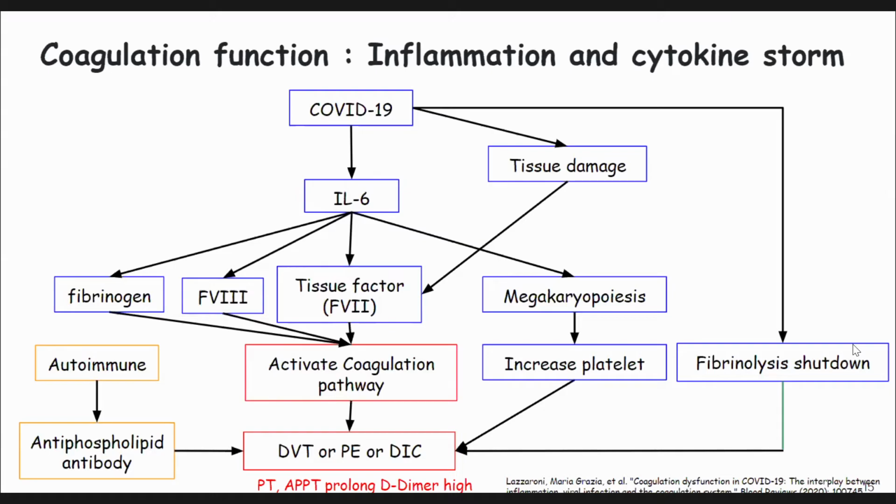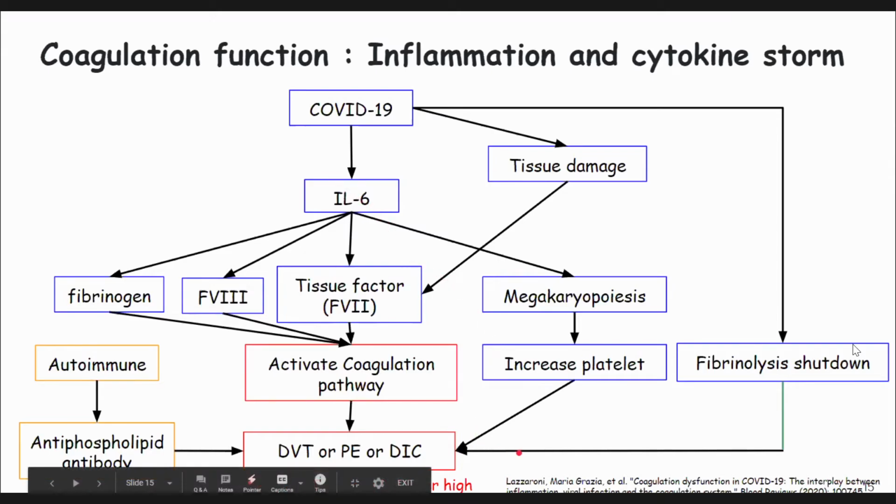The cytokines also activate megakaryopoiesis and increase the amount of platelets. Some papers also describe fibrinolysis shutdown, which is the decreased activity of fibrin degradation, causing fibrin degradation products or FDP. Another cause of a high D-dimer is autoimmunity. They may have anti-phospholipid antibody, which is an antibody against the cell membrane. It causes injury to the endothelial cells and leads to platelet adhesion and platelet aggregation as well. So this is a possible cause of the high D-dimer result.